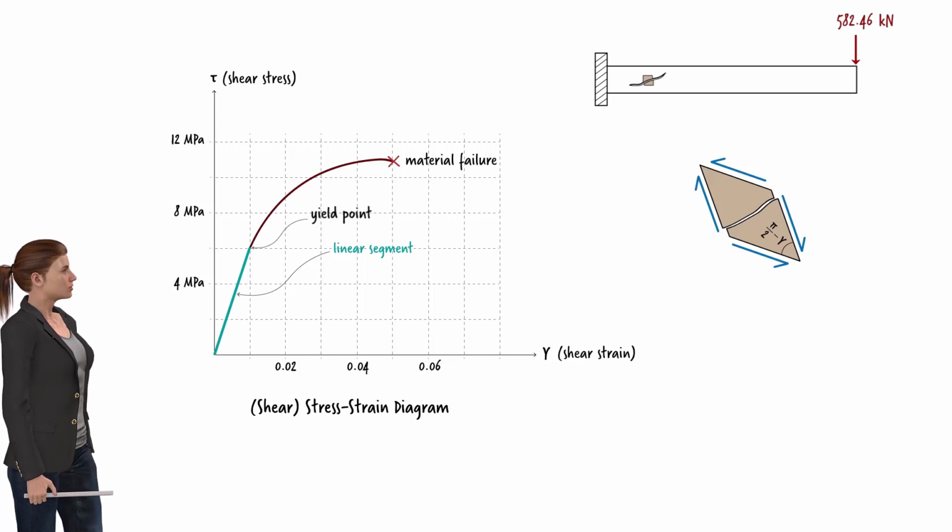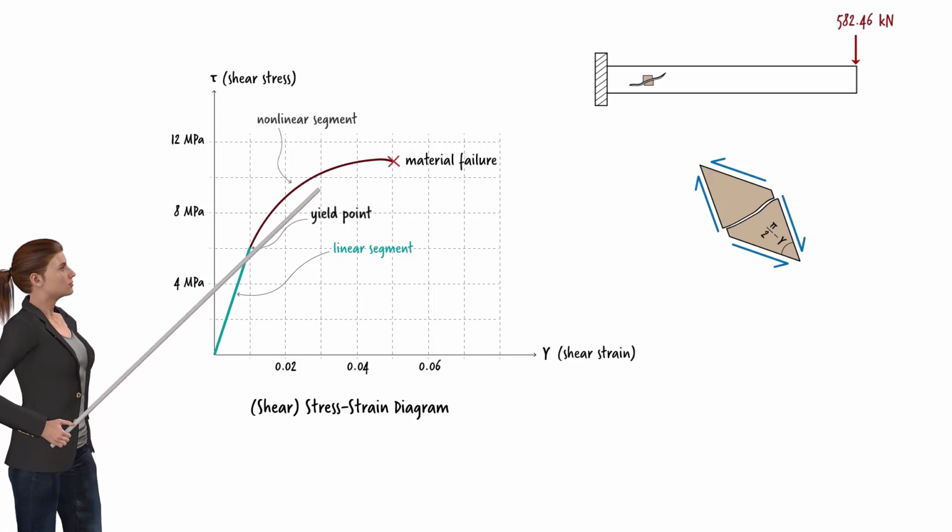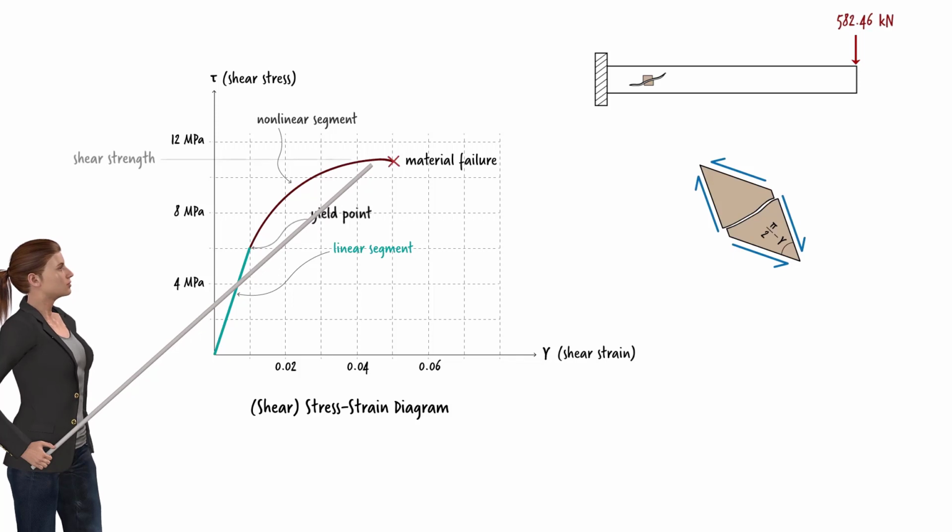Past the yield point, as the shear stress continues to increase, the behavior of the material becomes nonlinear. In this region, most materials behave inelastically. Beyond the yield point, if the load is removed, the member does not revert to its undeformed shape. It retains permanent deformation. We refer to this peak stress value as the material's shear strength.